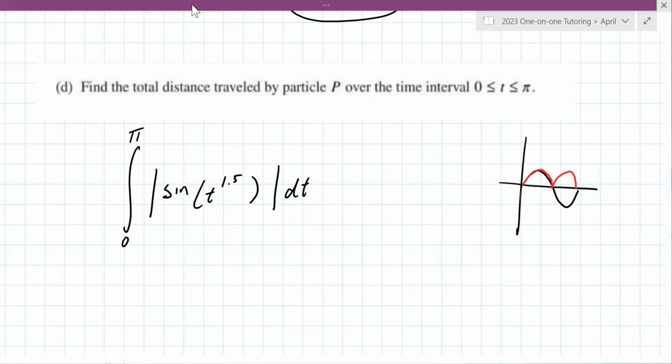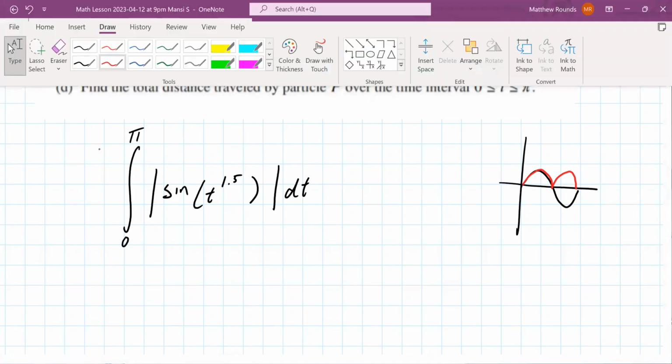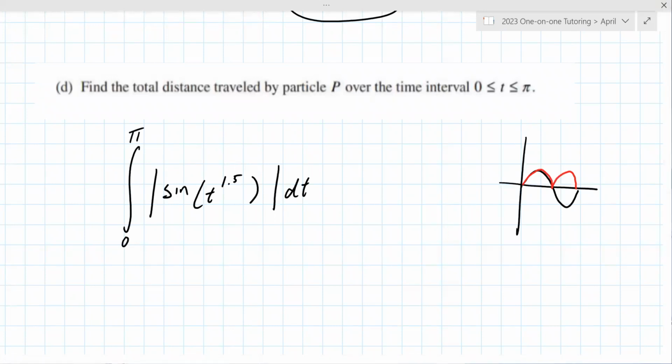How do you plug in absolute value in the calculator? It's under Math, something. We've got to look.